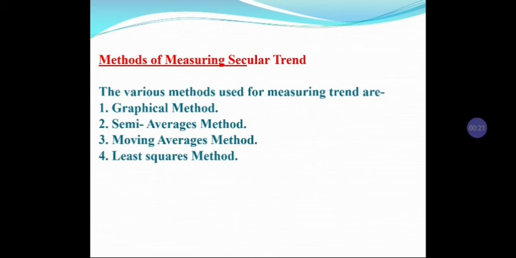One is the graphical method. I request you to buy a graph note and keep it with you, so that from the next class we can start our graphical method problems. Then the semi average method, then the moving average method, and last is the least square method. So these are the four methods which we'll be following. I need a graph note with everyone for tomorrow's class.